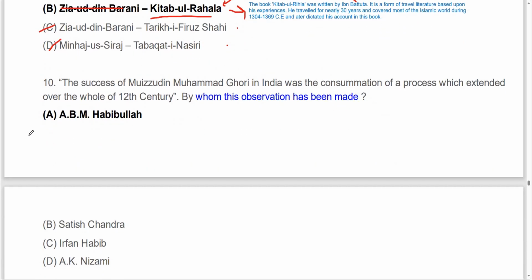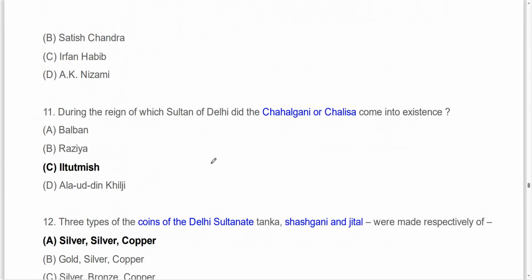The success of Muizzuddin Muhammad Ghori in India was the consummation of a process which extended over the whole 12th century. By whom was this observation made? A.B.M. Habibullah, the historian, made this statement. Moving on to the next question.